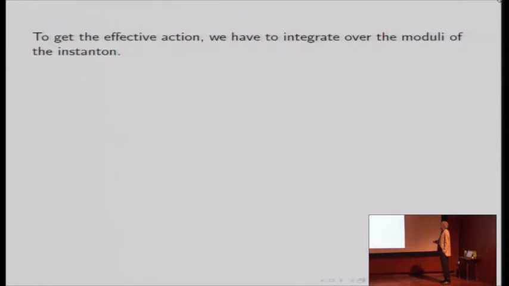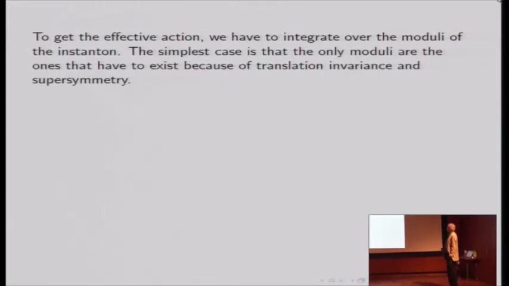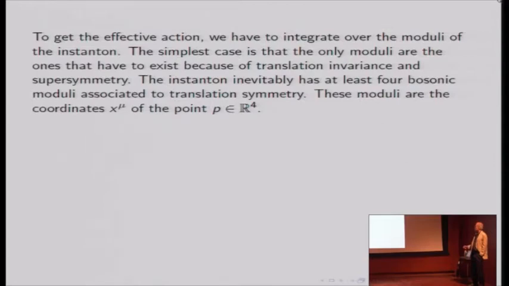Now, to get the effective action, we have to integrate over the moduli of the instanton, and of course, over any other degrees of freedom as well. The simplest case is that the only moduli of the instanton are the ones that have to exist because of translation invariance and supersymmetry. There might be more moduli, and then in our paper we'll discuss the implications, but for today's lecture, we only will consider the simplest case with only the moduli that exist because of symmetries. The instanton inevitably has at least 4 bosonic moduli associated to translation symmetry. They are the coordinates x mu of the point P in R4 at which the instanton lives.